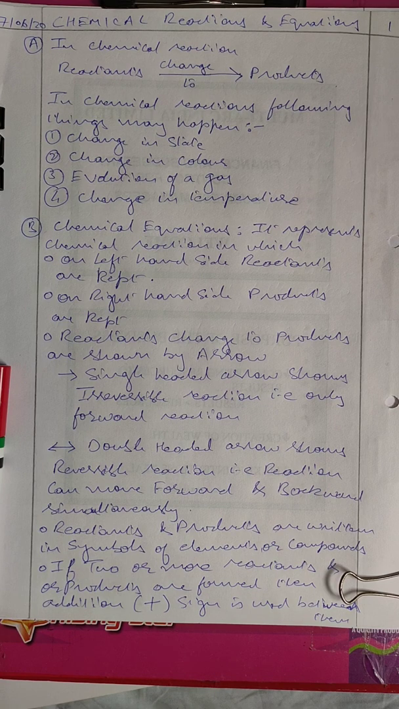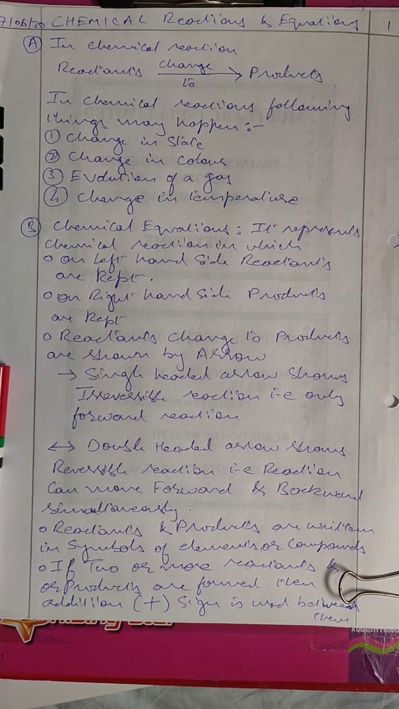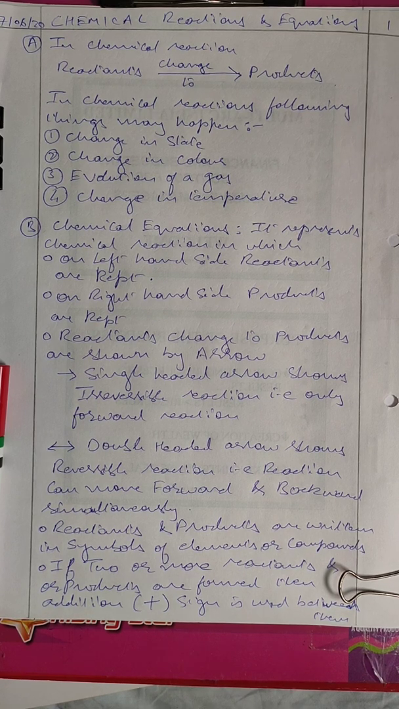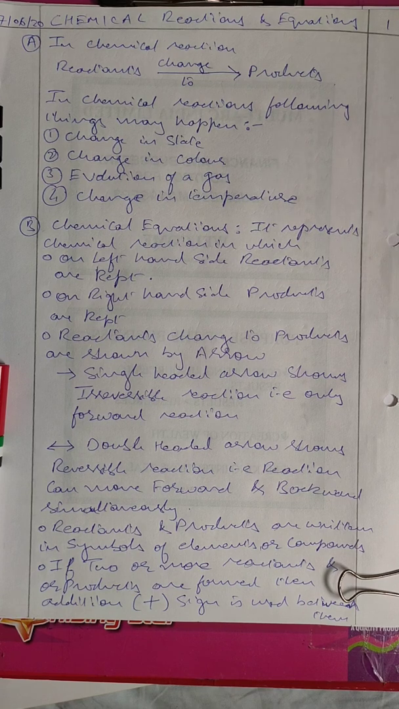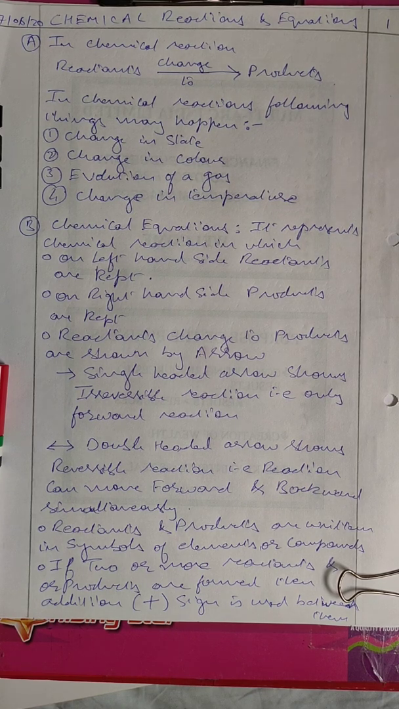This is a chapter of chemistry, and it is a very important chapter. It carries a lot of weightage. In this chapter we are going to learn, first of all, what we mean by chemical reactions, then what are chemical equations, then what are the different types of chemical reactions which take place, and how we are going to categorize these chemical reactions.